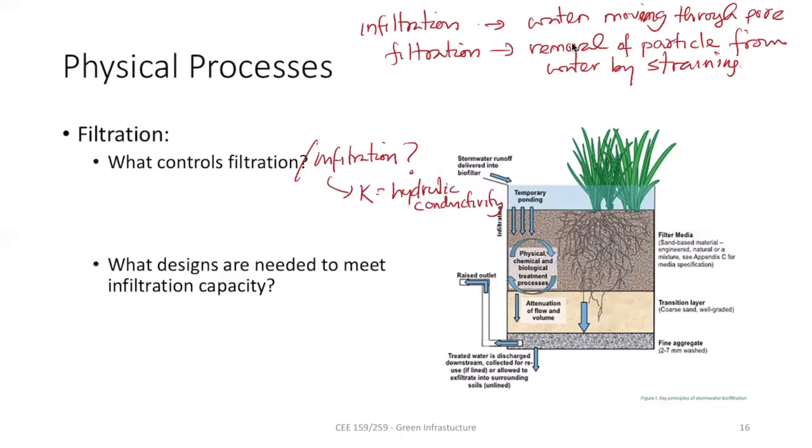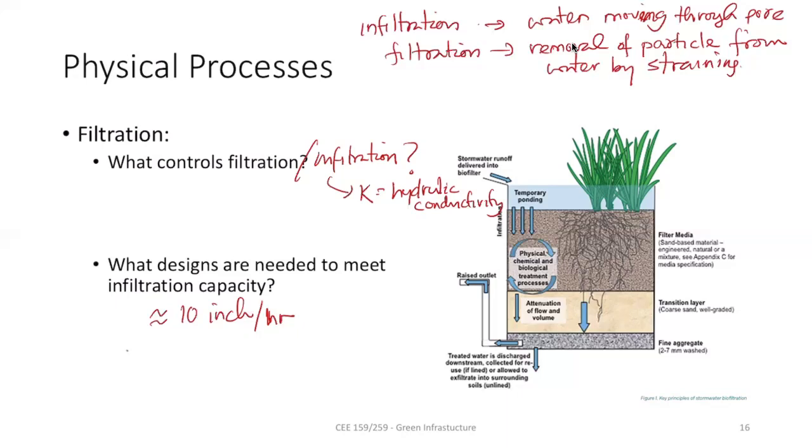So now the question is what designs are needed to meet infiltration capacity. Infiltration capacity means how much stormwater can infiltrate within a certain time. The goal here is roughly 10 inches per hour. So whatever filter media you use, you should drain water as fast as 10 inches per hour. If it's going a lot slower, then it's not useful for stormwater treatment because you'll receive lots of stormwater in these areas.